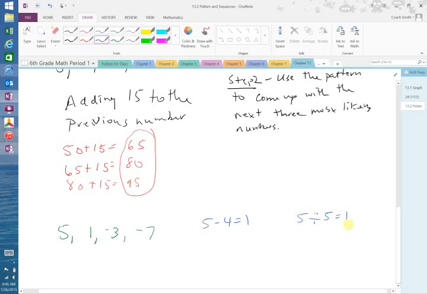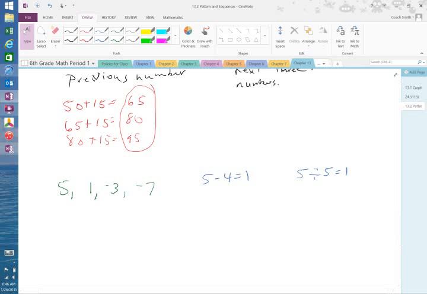So those two things fit the next number. But does it fit the number after that? Well, if we have 1 minus 4, 1 minus 4 is negative 3. Okay, negative 3 minus 4, remember we have to change that to addition. Do the opposite of that, which is negative 4. And sure enough, that is negative 7. So that has to be our pattern. Both of them are not going to work.